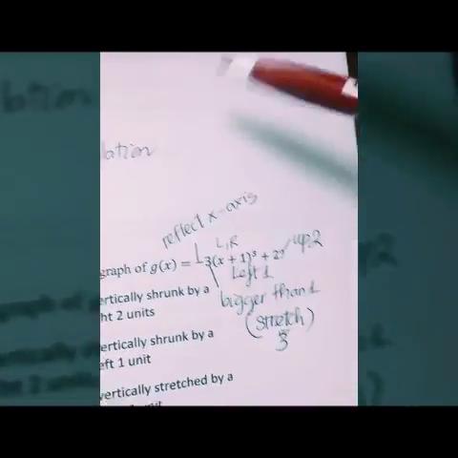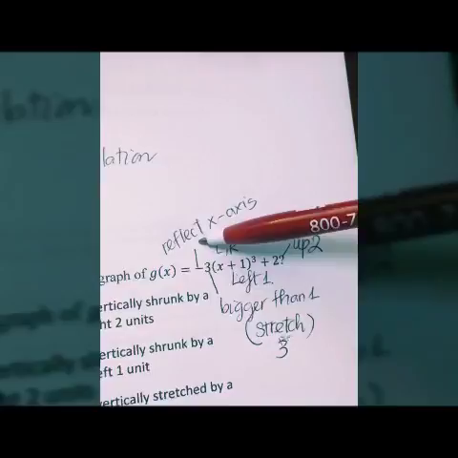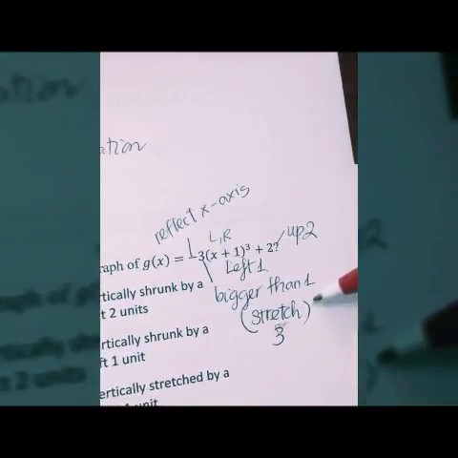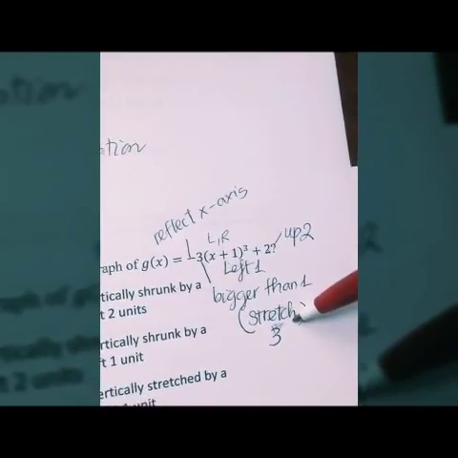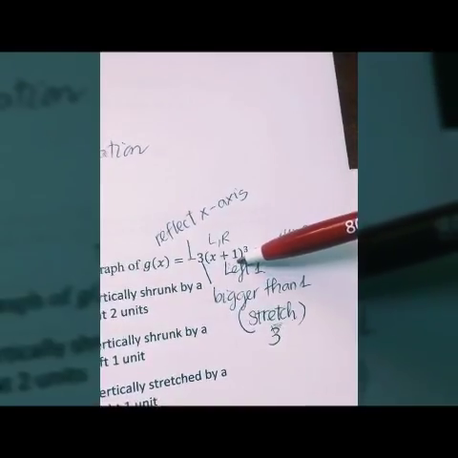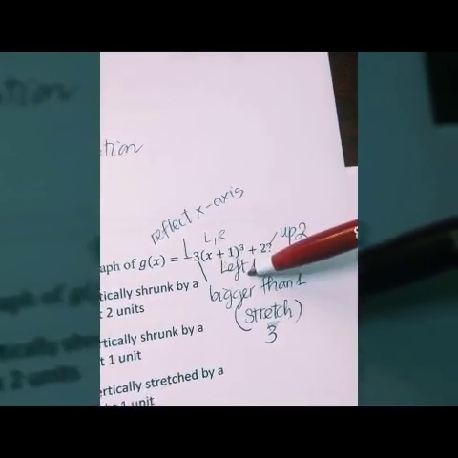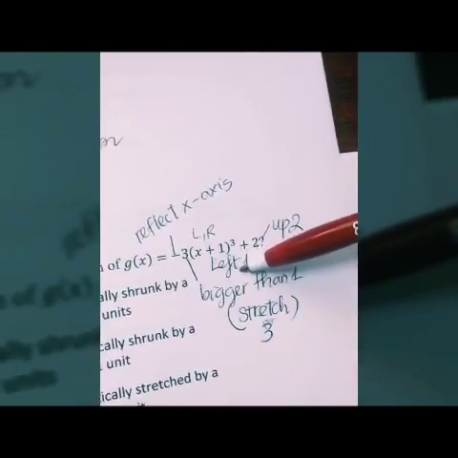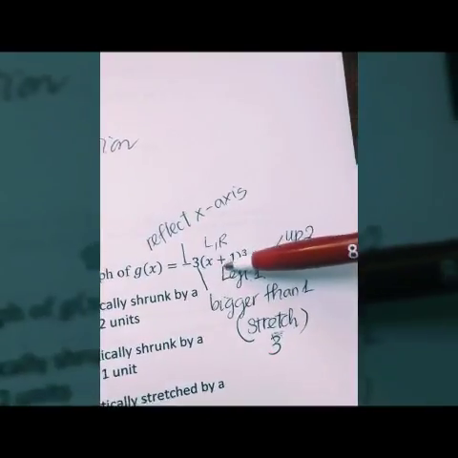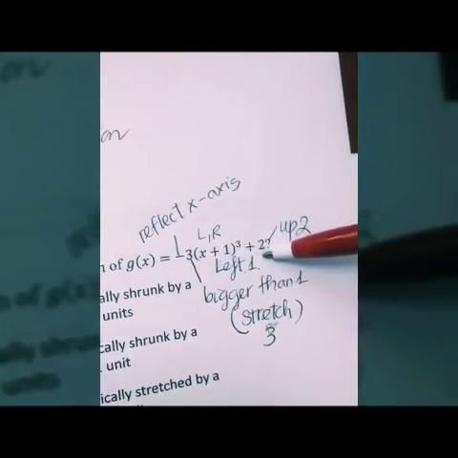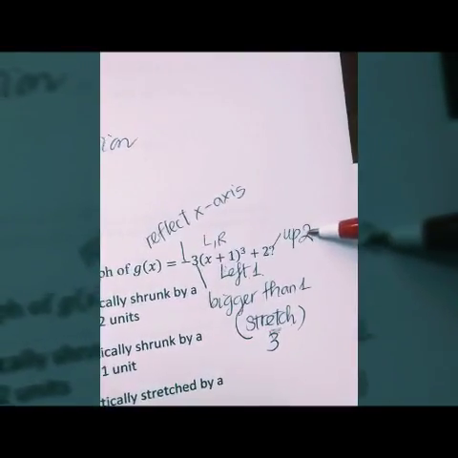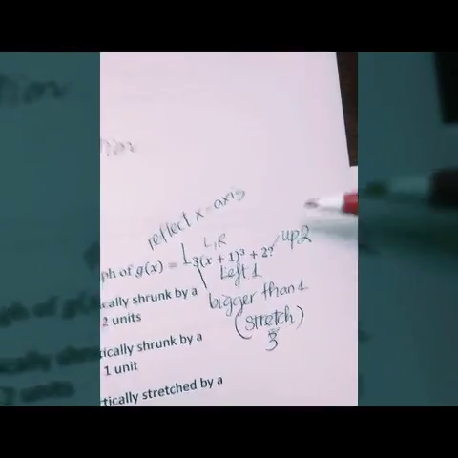First, let's identify this. Negative means reflect over the x-axis. 3 is bigger than 1, so we're going to have a vertical stretch by a factor of 3. Okay, and then in the parenthesis, we have x plus 1, which means it goes to the left. Remember, anything with x is the opposite. So x plus 1 goes to the left 1. At the end of the new function right here, we have plus 2, which means the graph will translate up 2 units.